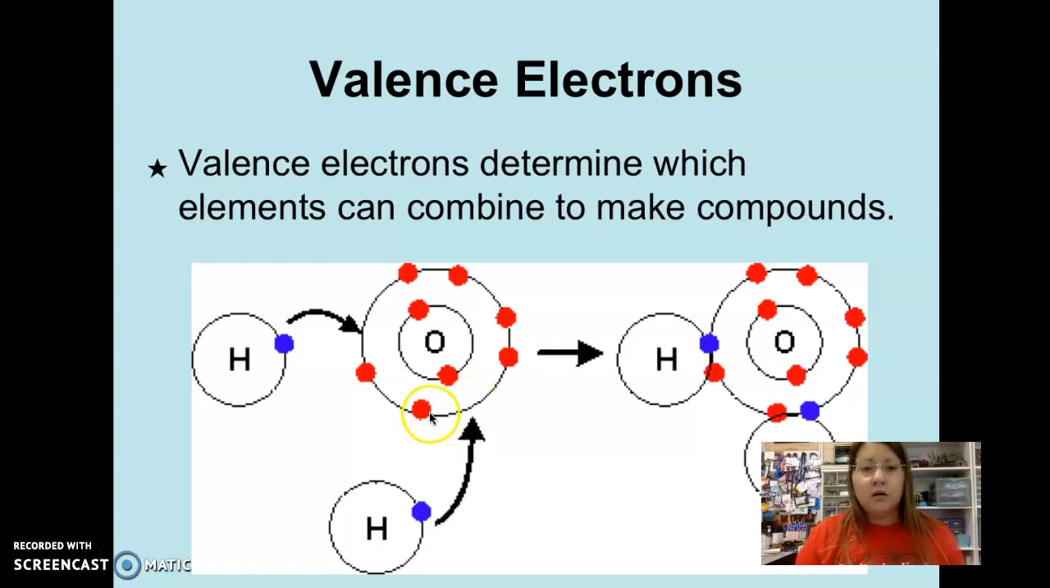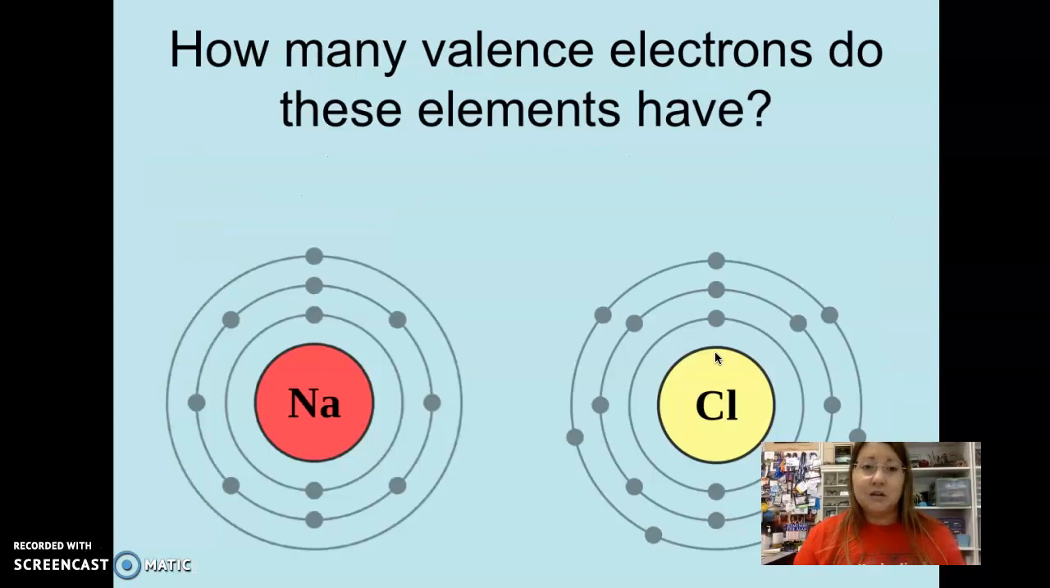So the total amount of electrons that we have shared is 1, 2, 3, 4, 5, 6, 7, 8. So 8 is the magic number. 8 electrons is what's going to be shared as those elements are bonded together.